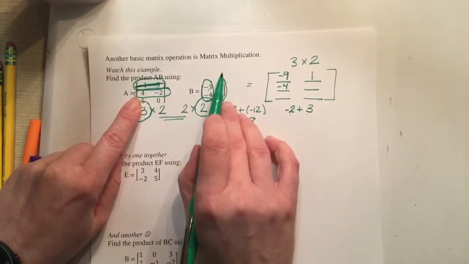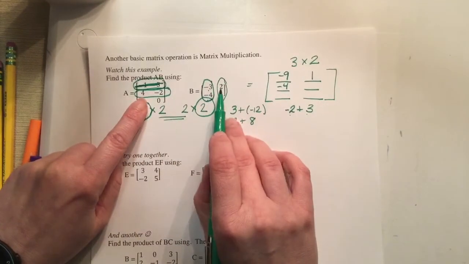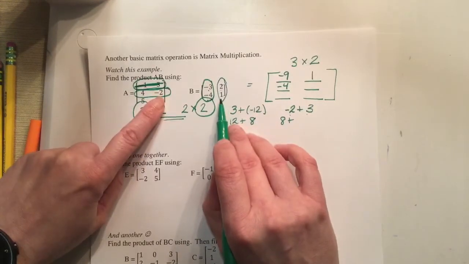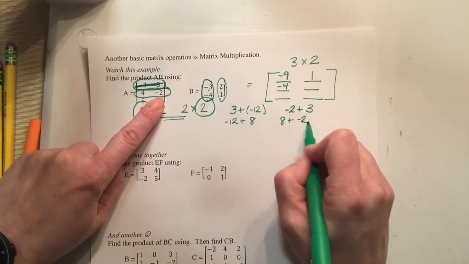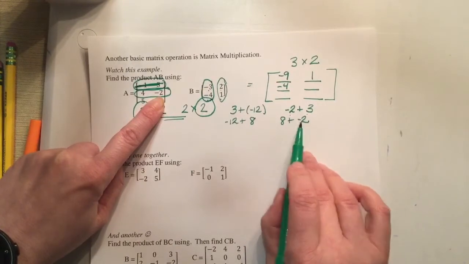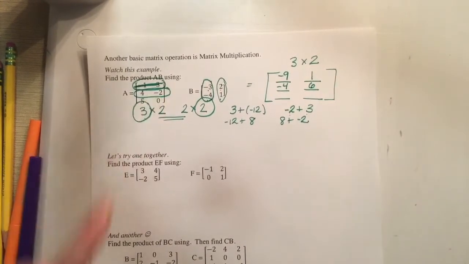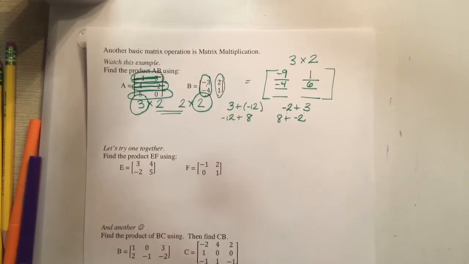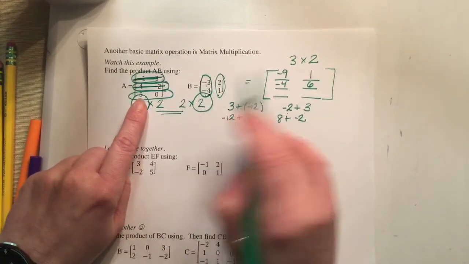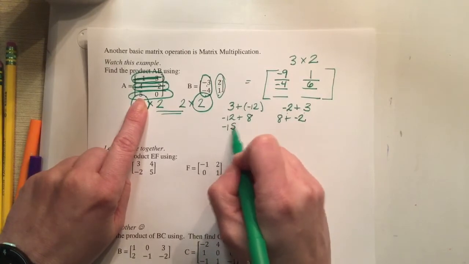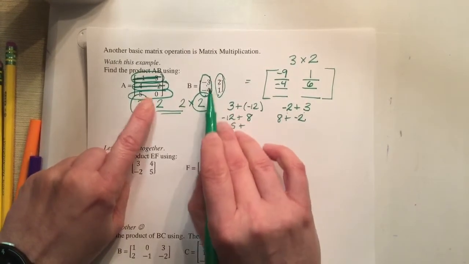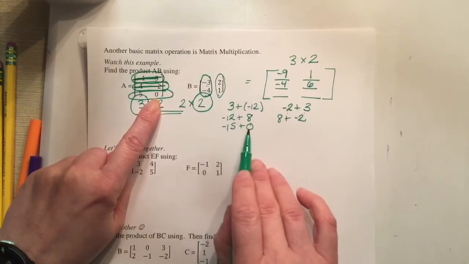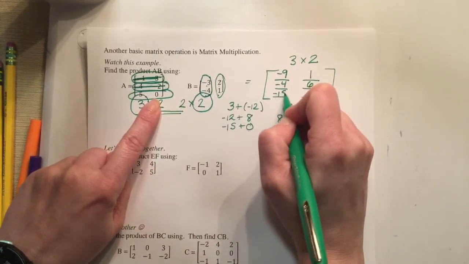Now I want row 2, column 2. 4 times 2 is 8. Plus, -2 times 1 is -2. 8 plus a -2 is 6. So now I'm done with the second row. Now I have to go down to the third row, and I go back to column 1. 5 times -3 is -15. Plus, 0 times -4 is 0. -15 plus 0 is -15.